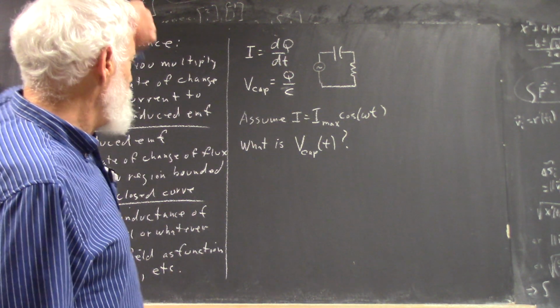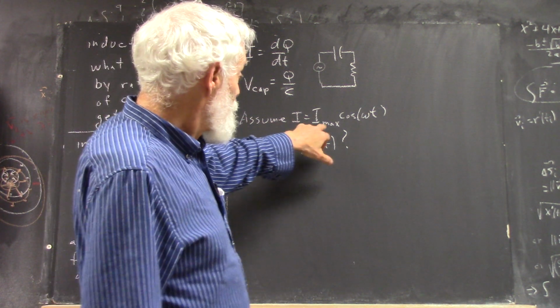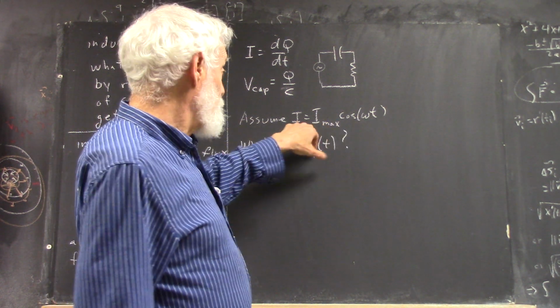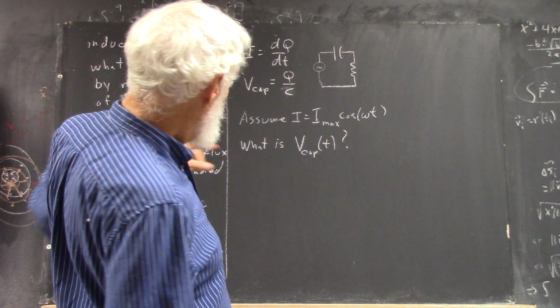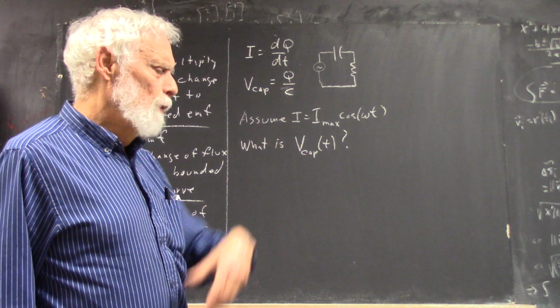Okay, so we assume we have a current, some maximum current times the cosine of omega t. So maximum current is just the amplitude of the current, right? The question is, what's the voltage across the capacitor as a function of t? So what were your thoughts?